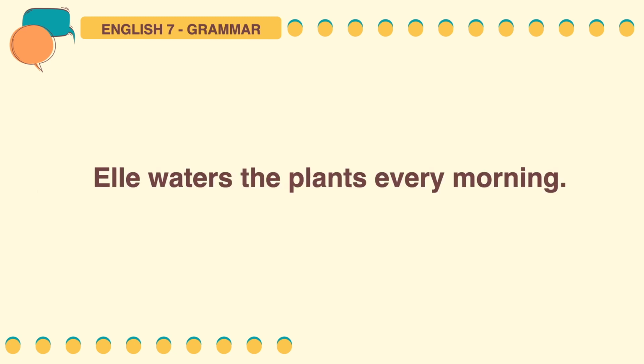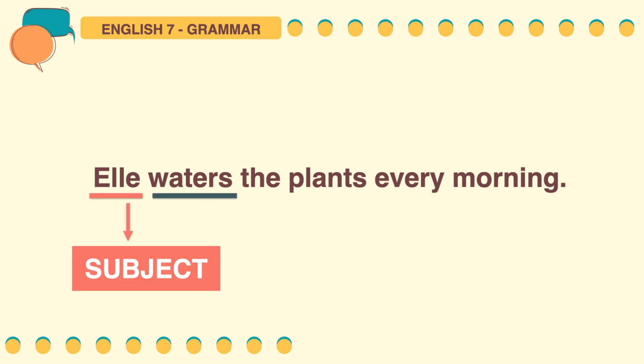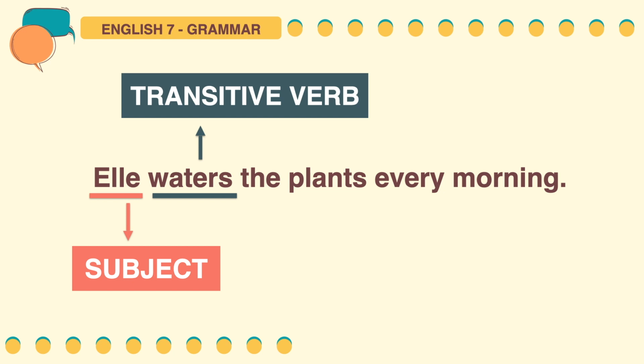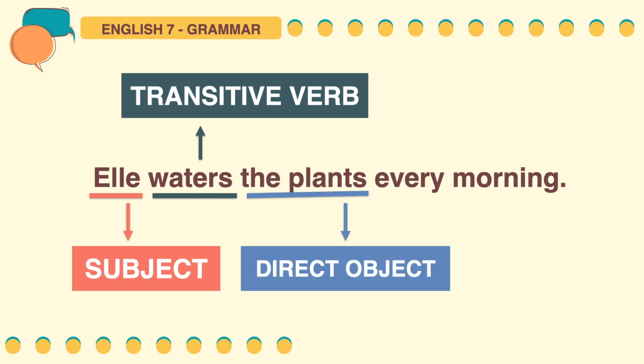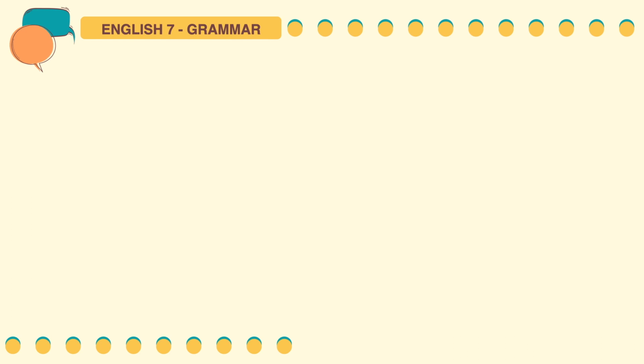For the second sentence, Elle waters the plants every morning. The subject is Elle. The transitive verb is waters, and the direct object is the phrase the plants. The phrase every morning is an adverb that tells how often the action occurs.